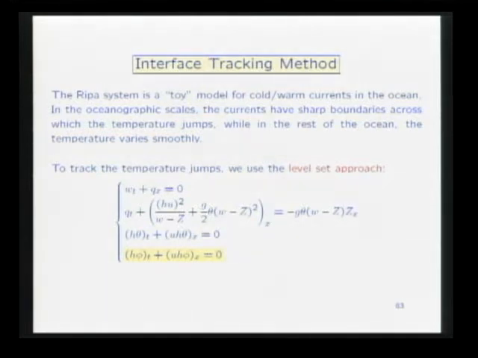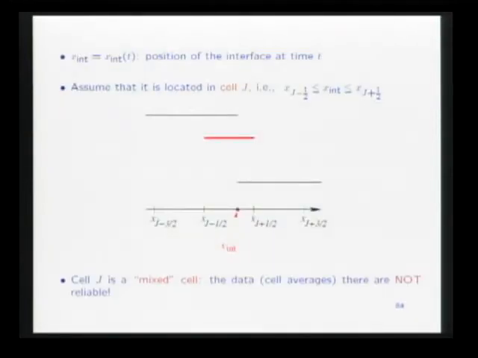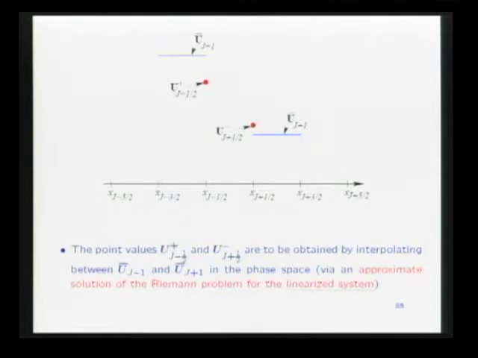We need to first use the level set approach. There are other ways of tracking these interfaces, but we use the level set approach. So this function phi helps us to trace the interfaces. And then when we know that in a certain cell there's an interface between warm and cold water, all cell averages, we say they are not reliable. This is a mixed cell, and this is artificial numerical mixing. We don't trust this value. We throw it away because it's not reliable.